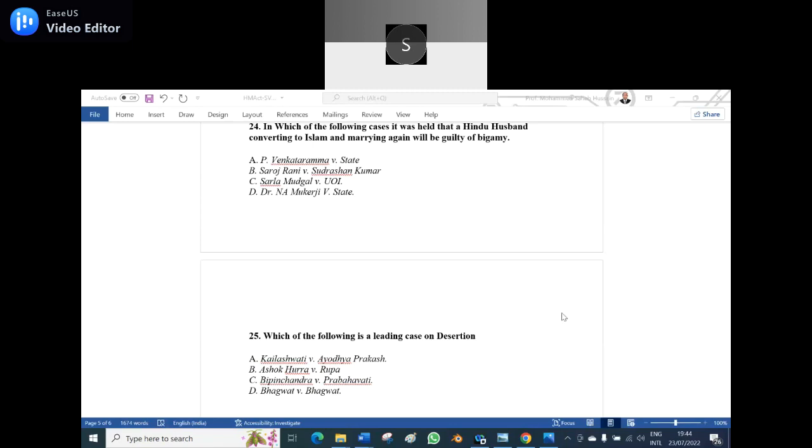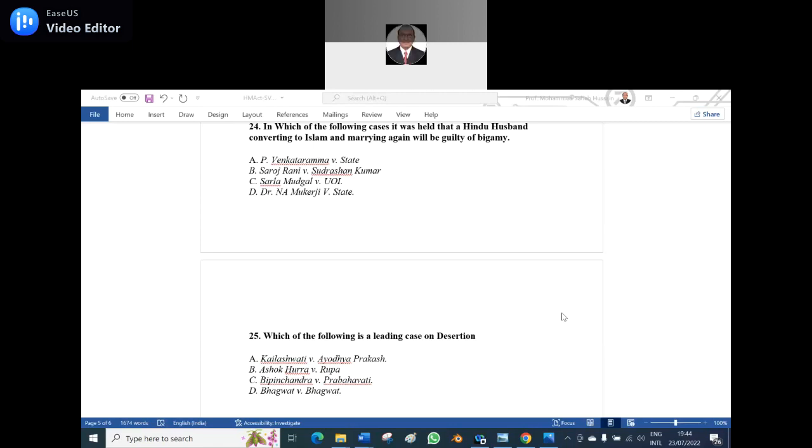Is this the explanation about the 24th, P. Venkatramana versus State? Yes. But in the case, the Supreme Court held that converting to Islam for the sake of marriage is not acceptable. Actually, for the 24th, the answer is Sarla Mudgal. But I'm just giving the explanation for P. Venkatramana versus State. Okay. Thank you. Proceed.